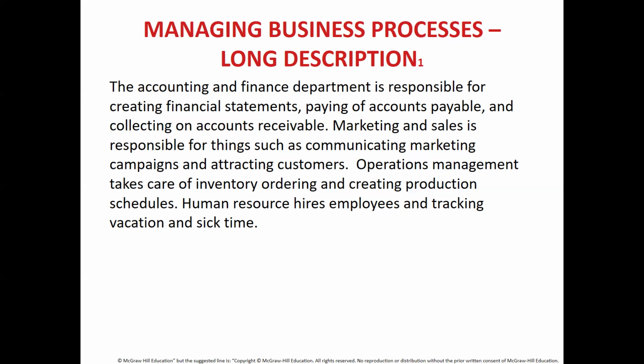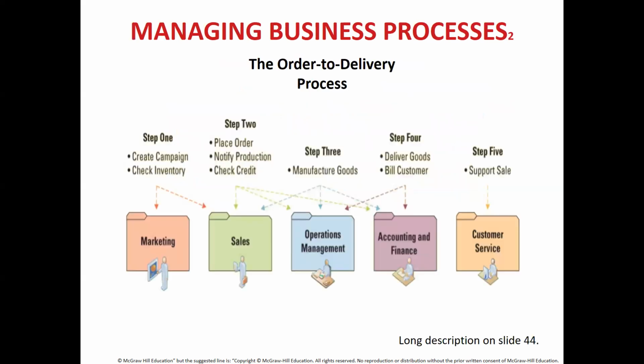So operations management, generally, is a department which ensures that the goods or the services are produced within the organization. And then you have probably one of the most important departments, human resources. They hire employees and track vacations and sick time. So the human resource department, generally we call it the man management department of an organization. They hire and fire employees, and also they track vacations, sick time, etc.